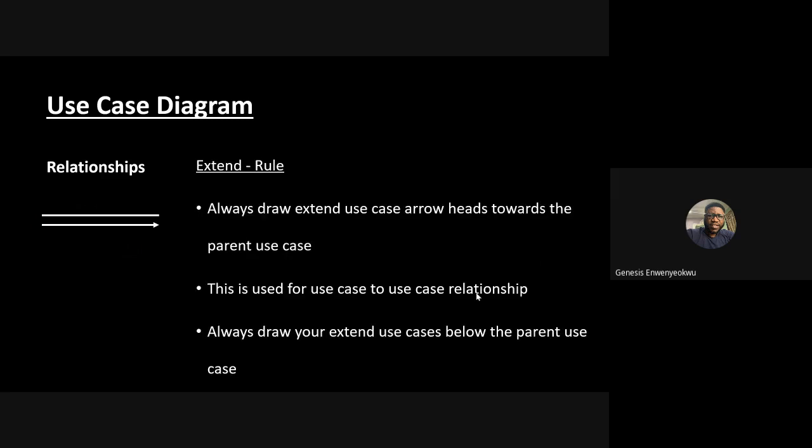Some of the rules for the extend relationship are that the arrowhead would always point to the parent. So for an extend use case, the arrowhead will be pointing towards the parent. The inheriting use case would be placed below the parent use case. And the extend relationship is only used for use case to use case relationships. You don't use it for actor to use case, neither do you use it for actor to actor. You use it only for use case to use case relationships.